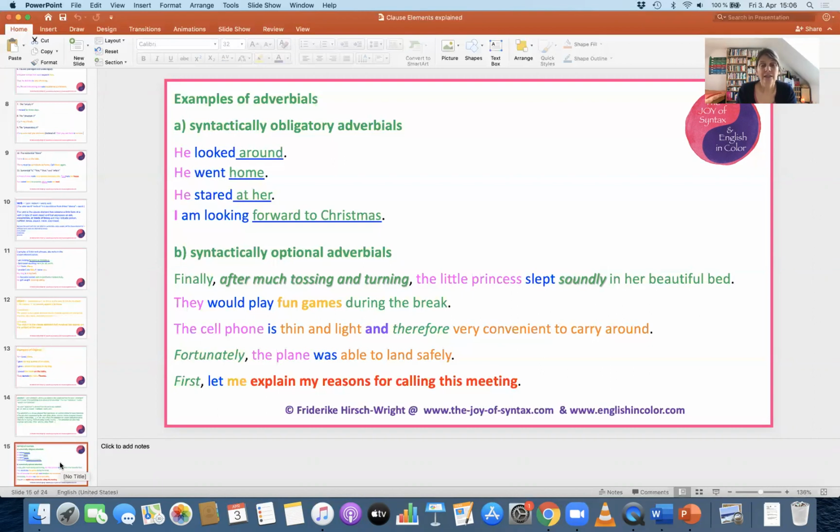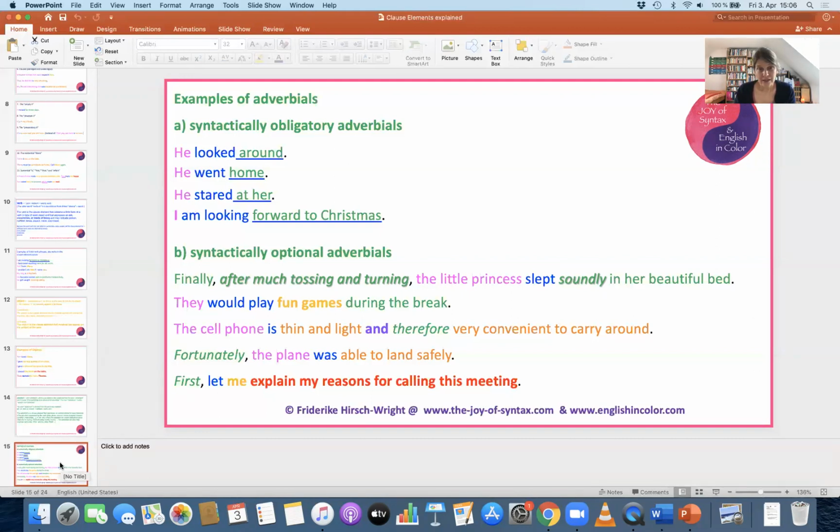Finally, after much tossing and turning, the little princess slept soundly in her beautiful bed. So the little princess slept is the most basic type of clause we can have. We have a subject and we have a verb of full predication, and it alone can constitute the predicate. So the little princess slept is the core of the main clause. And all these other adverbials are syntactically optional, but of course they totally change the sentence, so semantically they are not optional.